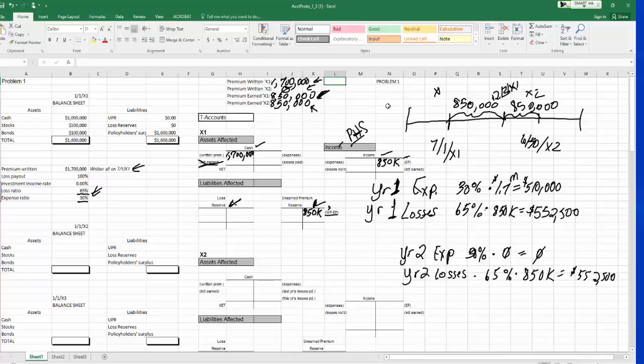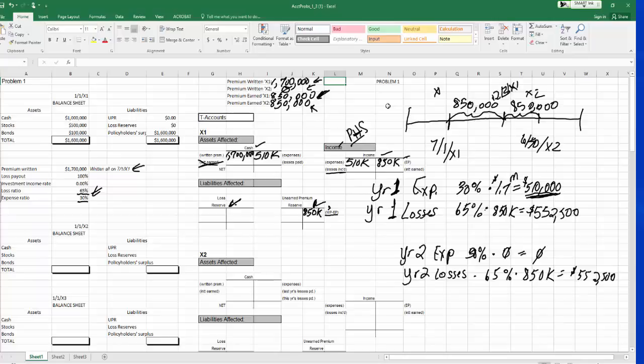The next thing to look at is expenses. This insurance company pays out $510,000 in expenses. So we know that we reduce cash by $510,000. A reduction in cash on the asset side is a credit to cash. So we put $510 in expenses, and the offsetting entry is in income for $510,000, a reduction in income.